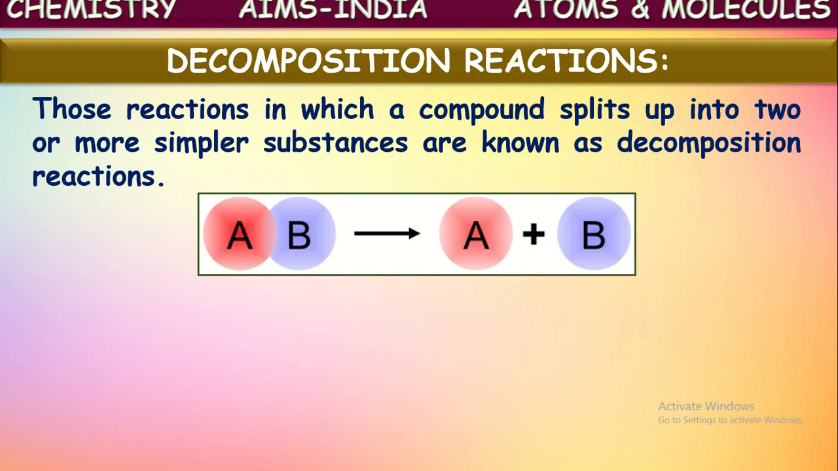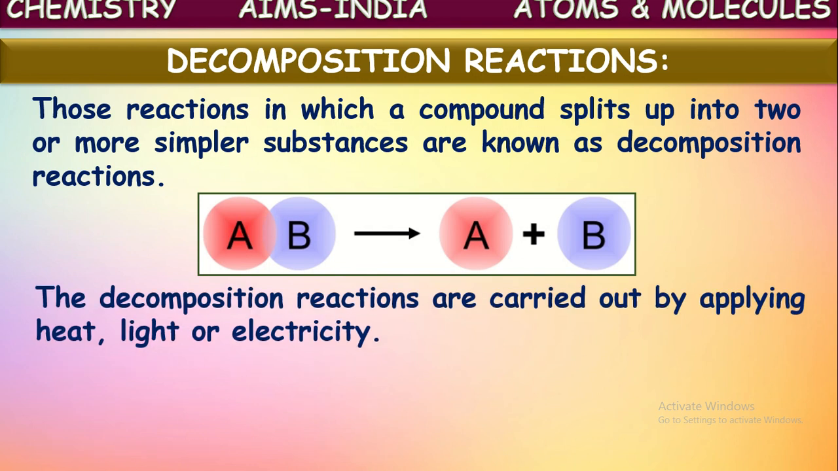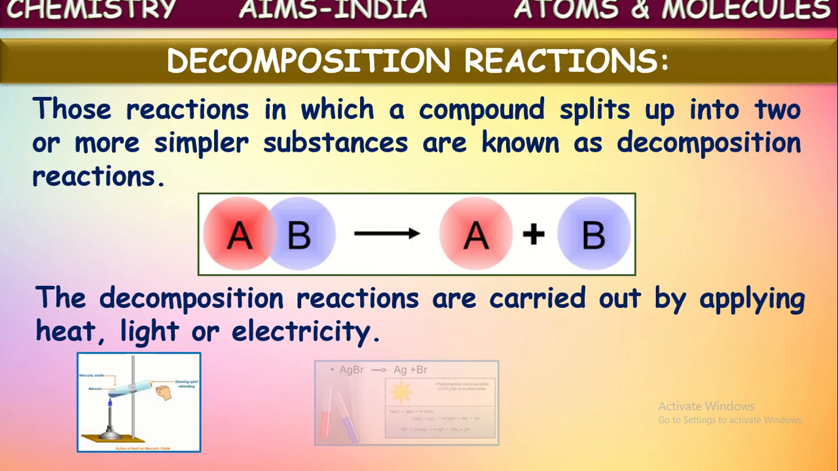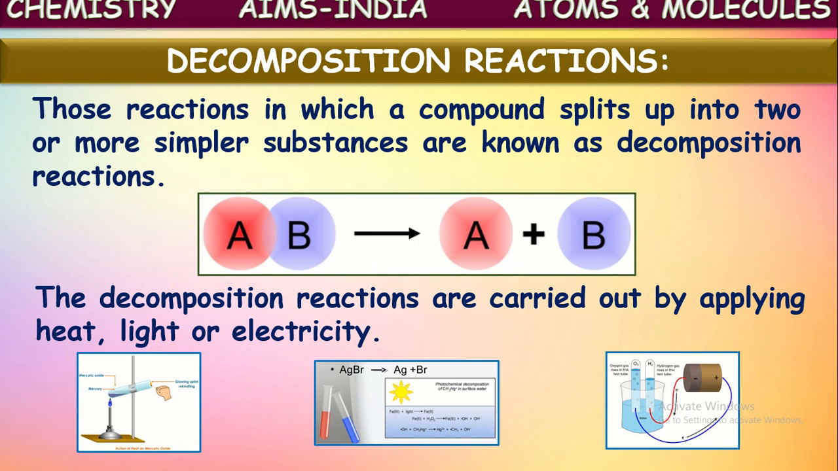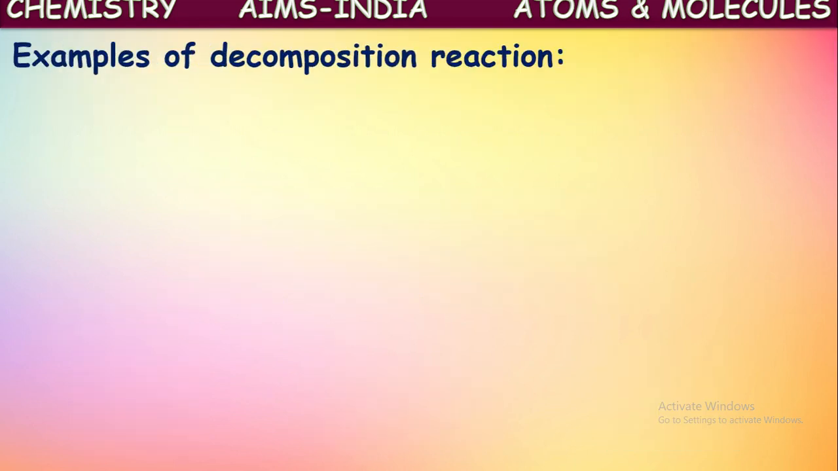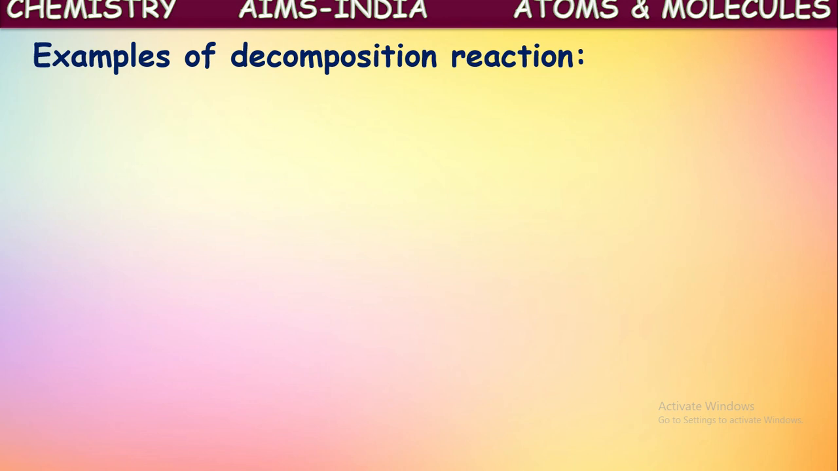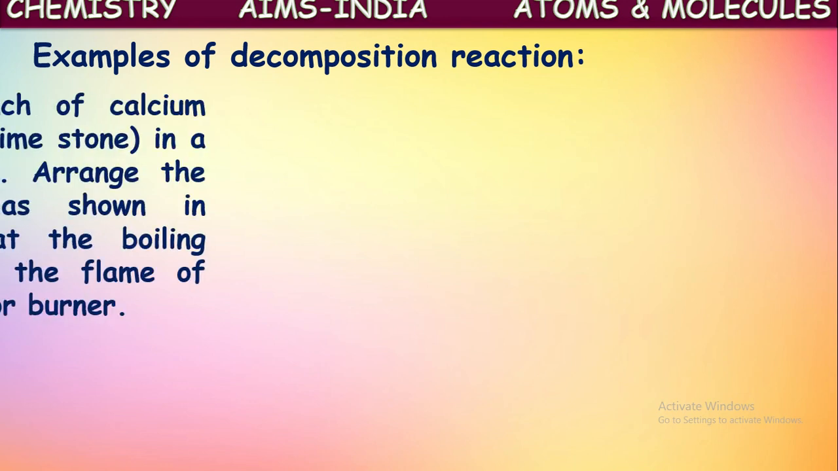This reaction is said to be chemical decomposition reaction. The decomposition reactions are carried out by applying heat, light, and even electricity also. So here, for the decomposition of a compound into two or more simpler substances, sometimes we need heat energy, sometimes we use light energy, and sometimes we use electrical energy also for the decomposition of substances. So now let us see some examples for these decomposition reactions here.